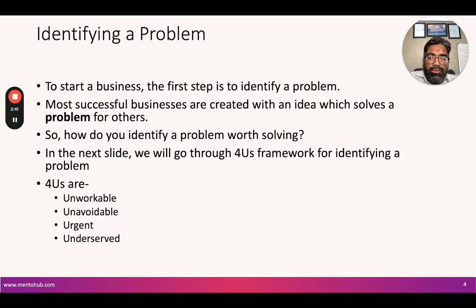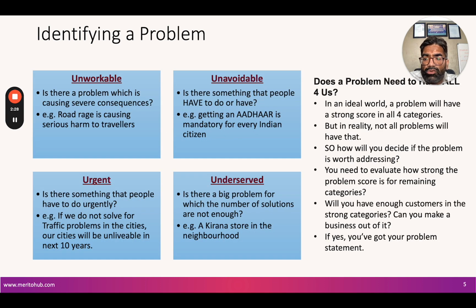That's where we would like to discuss the framework of the 4 U's, which says a problem has to be unworkable, it has to be unavoidable, it has to be urgent, and it has to be underserved, meaning it has not been served yet. Let's look at each of these areas. Unworkable: is there a problem which causes severe consequences? Take the example of road rage, which is causing serious harm to travelers. That's the reason it is not workable anymore, and you have to solve that problem.